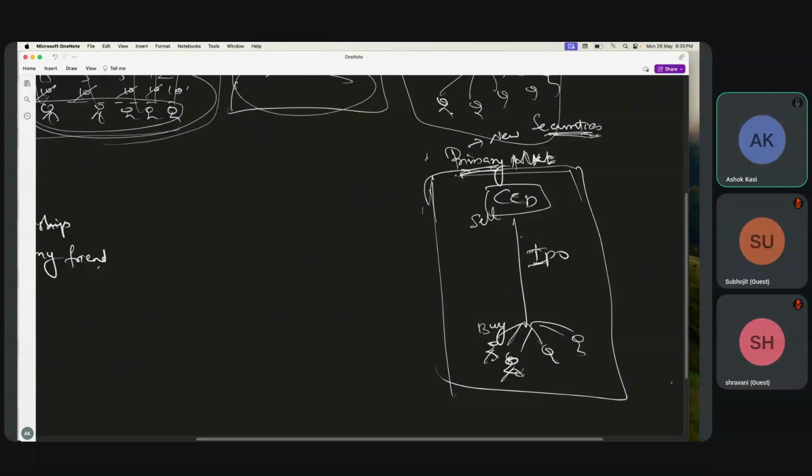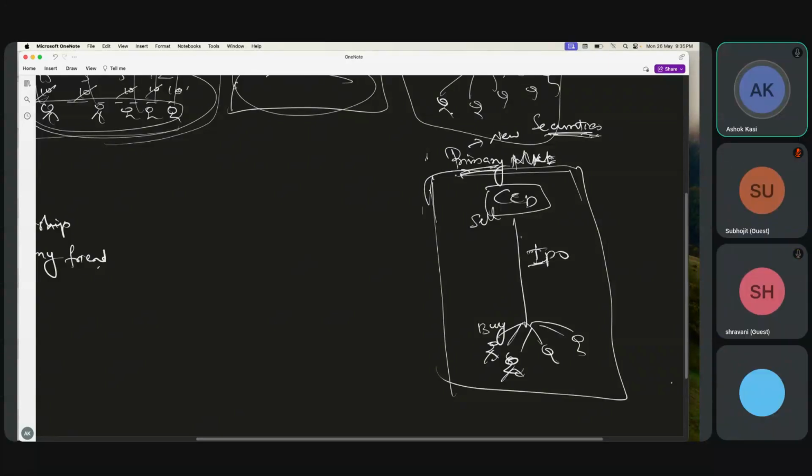Any thoughts? Normal behavior. Suppose you have a phone that you bought a year back, and now you don't like it. You will sell it online. For example, you will take OLX's help and sell it online.